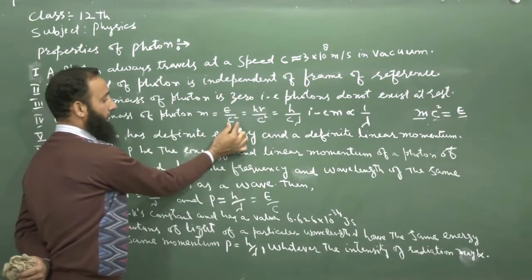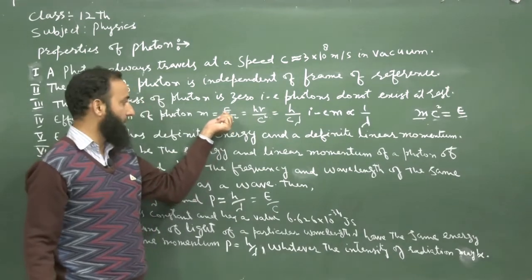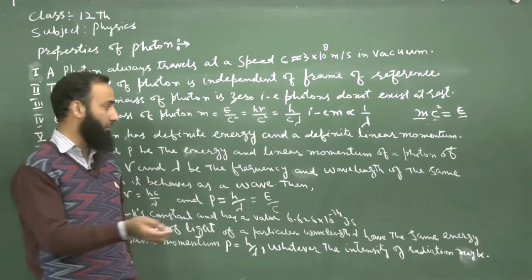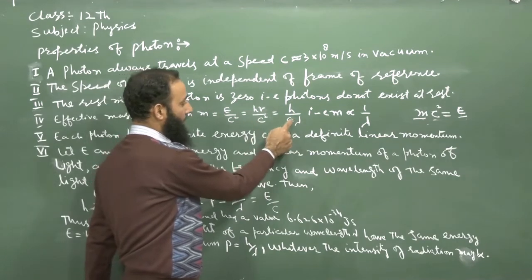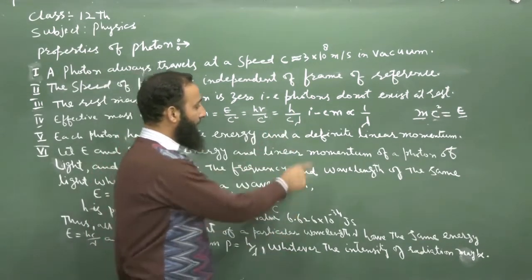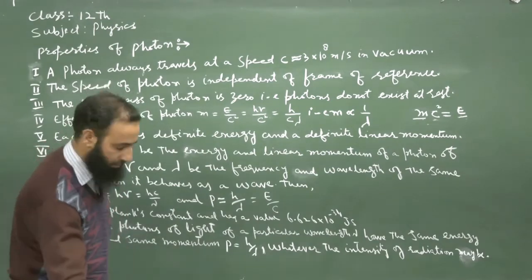M is equal to E by c square, which is equal to, as per Einstein, the energy of the photon h nu, where nu is the frequency and h is Planck's constant, divided by c square. H nu by c square comes out to be h by c lambda. That is, m is inversely proportional to the wavelength of the incident light.